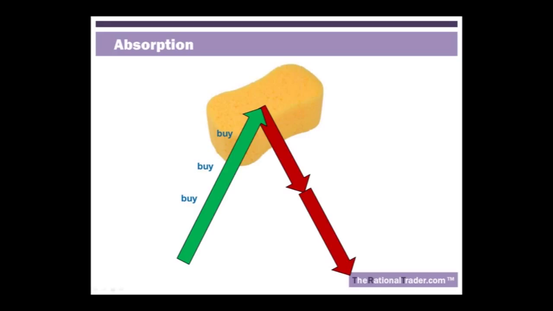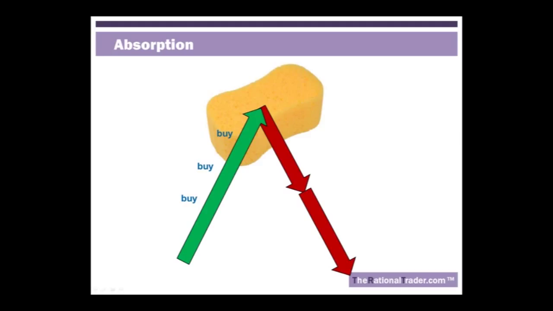So we want to find this absorption. We want to find cases where we see lots and lots of buying, but the price is not going up, or the inverse, lots and lots of selling, but the price is not going down. This is called absorption.